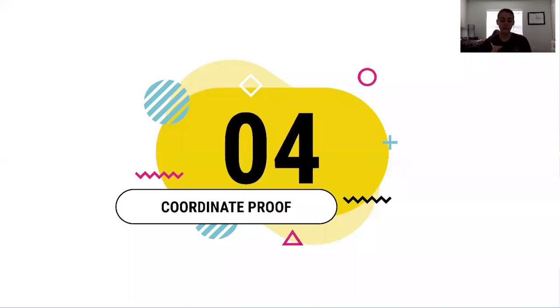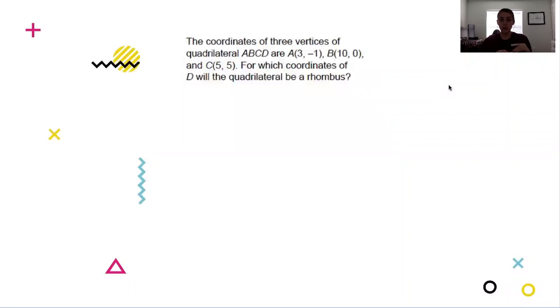So finally, we're going to look at some coordinate proofs. This coordinate proof says that the coordinates of three vertices of a quadrilateral ABCD are A (3, -1), B (10, 0), and C (5, 5). For what coordinate of D will the quadrilateral be a rhombus?